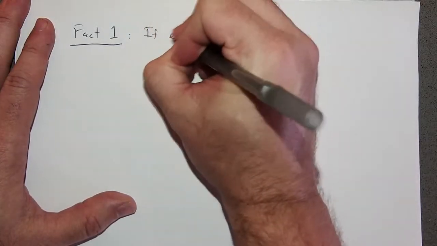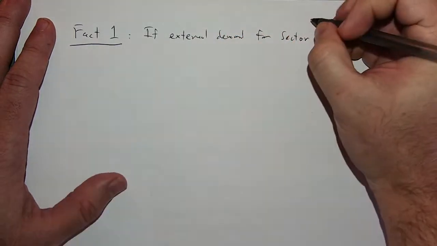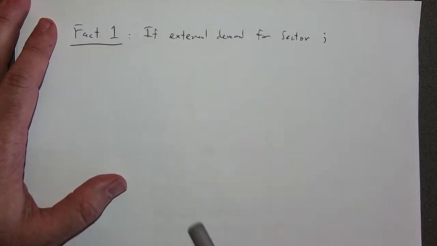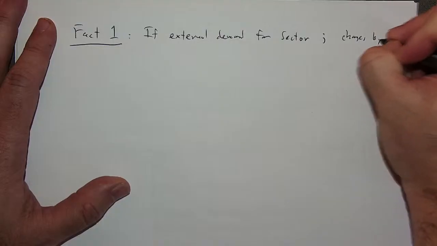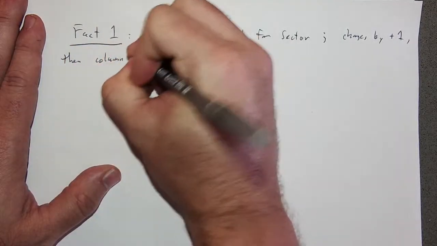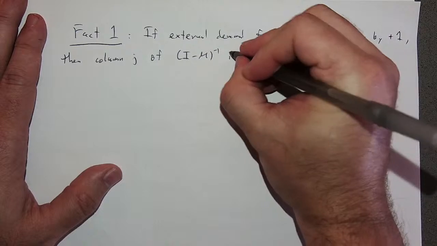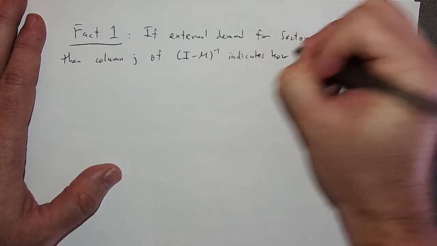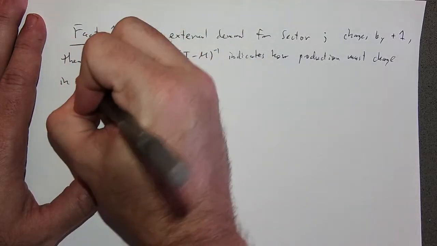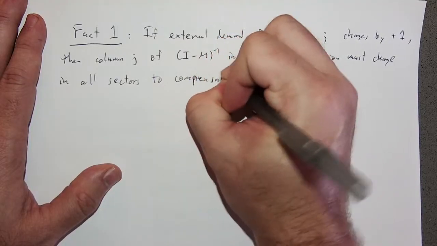So if external demand for sector J, that is the product J, the product that sector J produces, changes by +1, then column J of I minus M inverse indicates how production must change in all sectors in order to compensate.